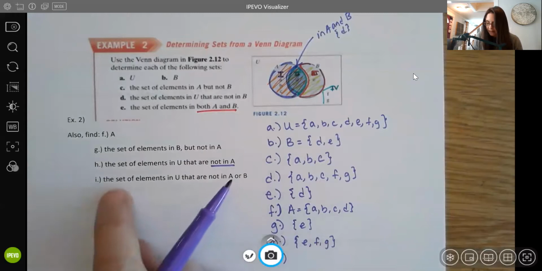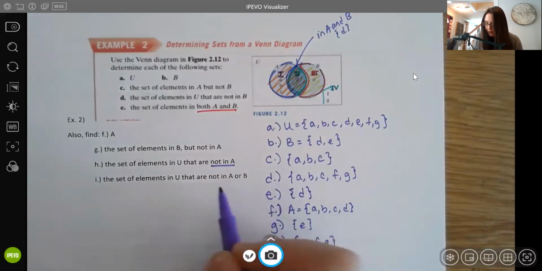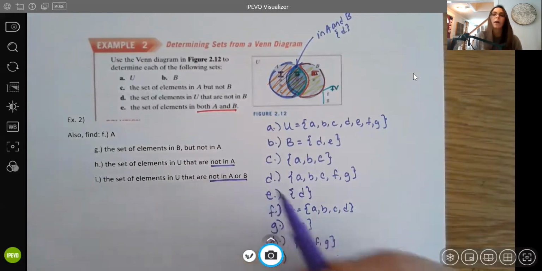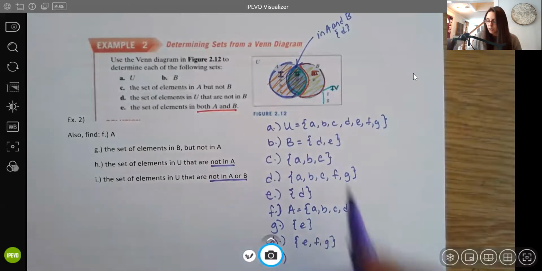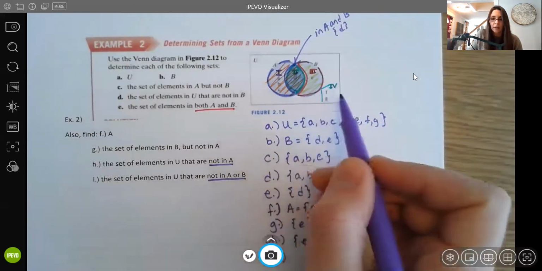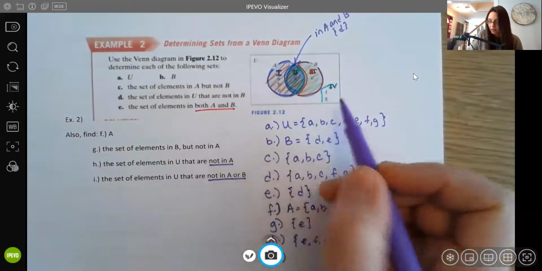And then finally, the set of elements in U that are not in A or B. So it's not A, not B. So they're not in either one of those sets. So I don't want any of these values. I just want the ones that are left over. So the F and the G.